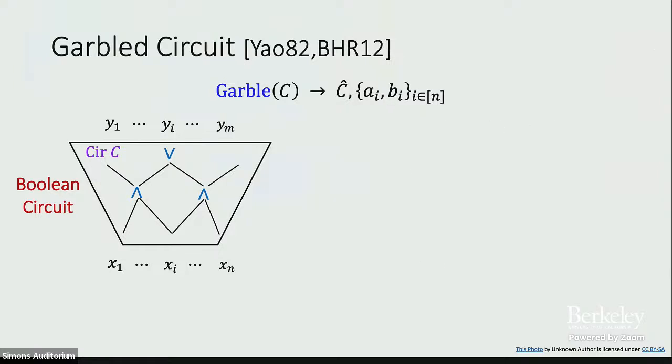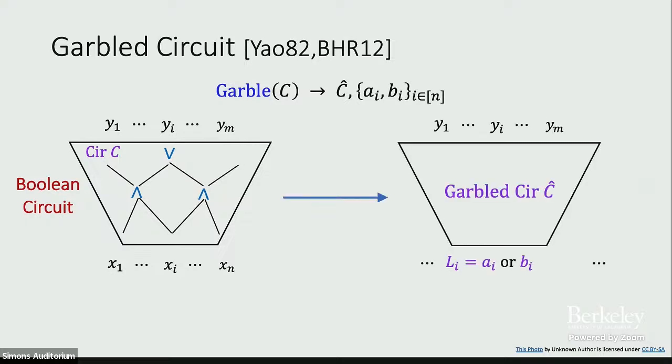So we are all very familiar with garbled circuits. This is really something probably every cryptographer knows. This is a tool that enables us to convert a circuit, here a Boolean circuit, into a garbled format together with a pair of keys for each wire, which I call a_i, b_i for the input wire i.